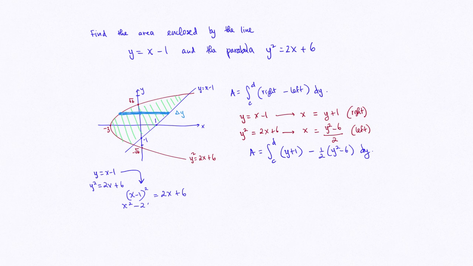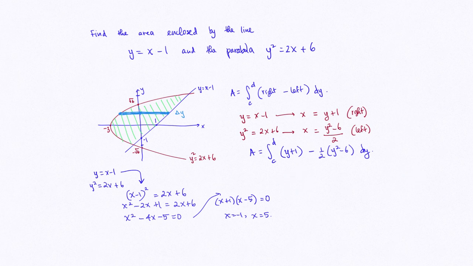We substitute y with x minus 1. So (x minus 1) squared equals 2x plus 6. Distribute the square: x squared minus 2x plus 1 equals 2x plus 6. Simplifying this, we have x squared minus 4x minus 5 equals 0, or the quantity x plus 1 times x minus 5 equals 0. Using the zero product property, x equals negative 1 and x equals 5.